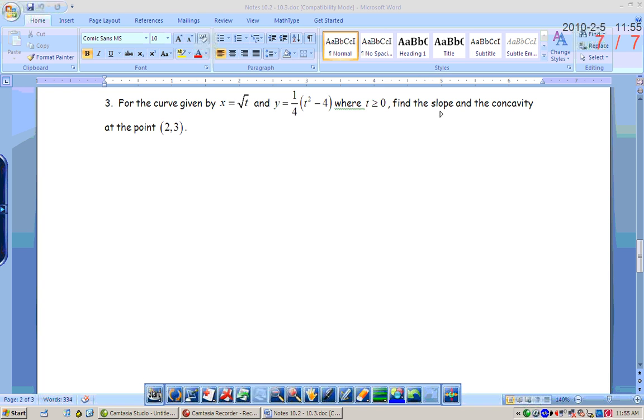Okay, so slope has to do with the first derivative, and concavity has to do with the second derivative. All right, so to find the first derivative, I need to do dy/dt. How about we rewrite y as 1/4 t squared minus 1? Okay, so dy/dt is 1/2 t.